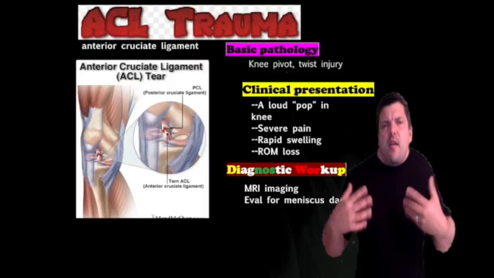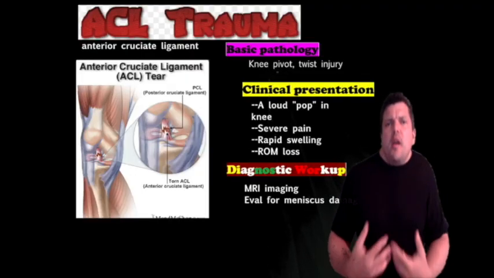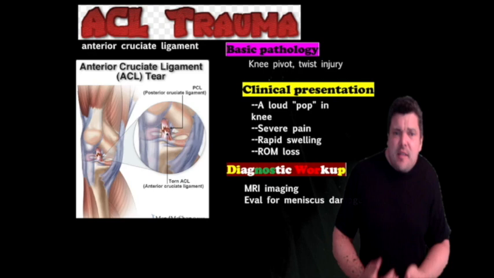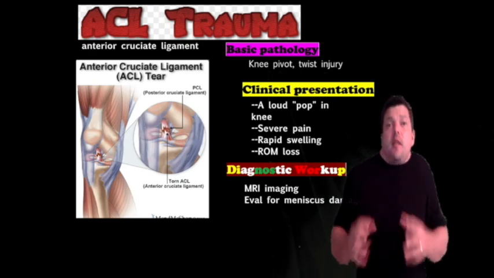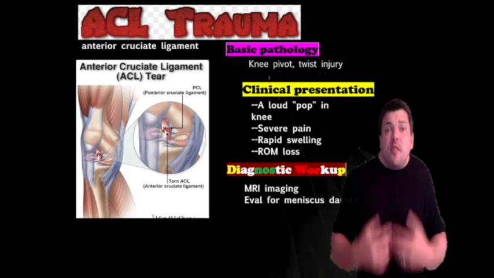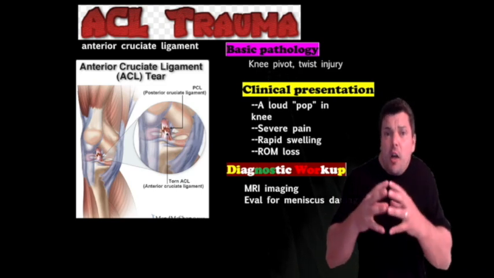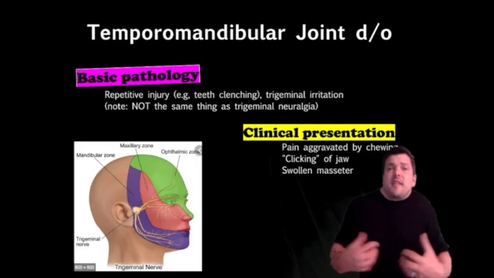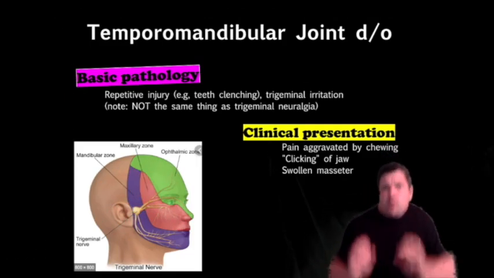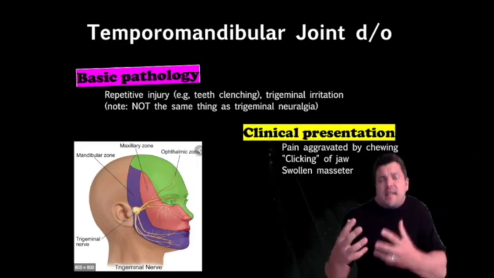A lot of ACL trauma occurs in athletes. And in addition to damage to the ligament itself, people can also sustain damage to the meniscus, which is the cartilage lining within the knee joint. When I talk about ACL trauma, I always try to make sure I'm distinguishing it between ACL and Achilles.